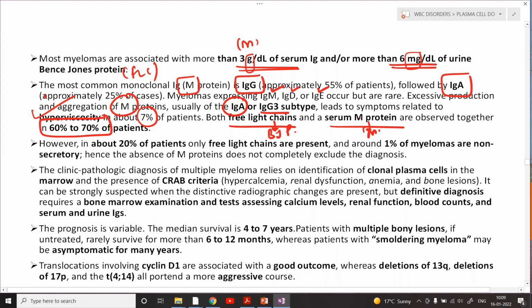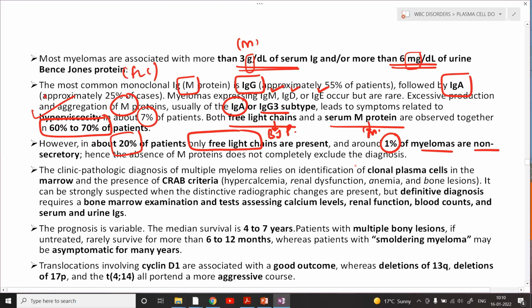Now what is very important to understand here is that in about 20% of the patients, they will only show free light chains. And around 1% of the myelomas are non-secretory. As I told you, they have all the signs and symptoms for diagnosis, but they are not having any secretion. So this is called the non-secretory variety, which I have already mentioned in the classification.